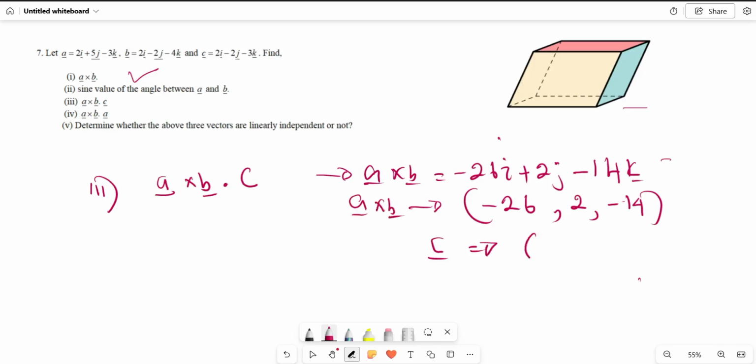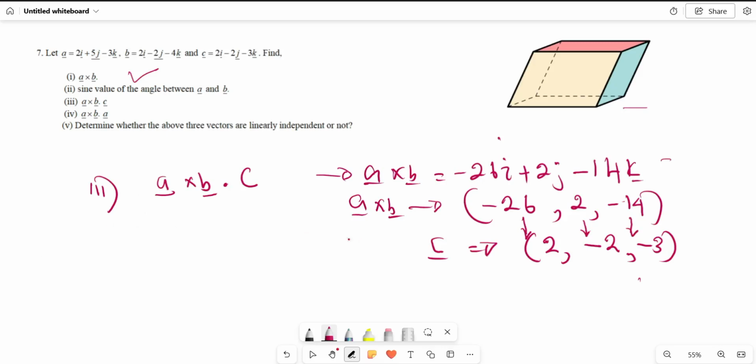And the C vector we can write as 2i, minus 2j, minus 3k, so it is 2, minus 2 and minus 3. Okay, now how do we get this cross product multiplied with this C vector? That means it is the dot product. In the scalar triple product, what will happen? You are multiplying the corresponding values and adding them up.